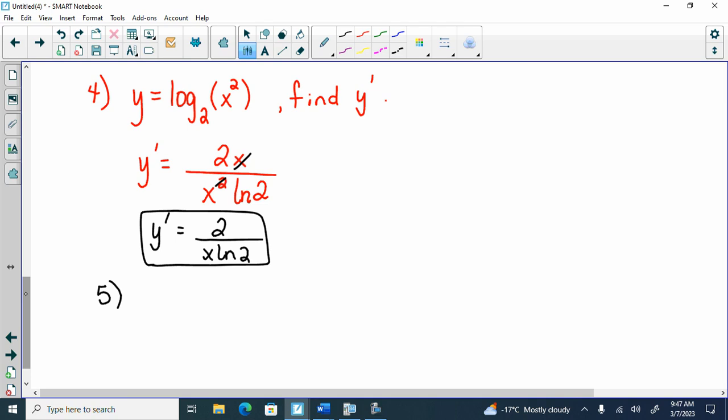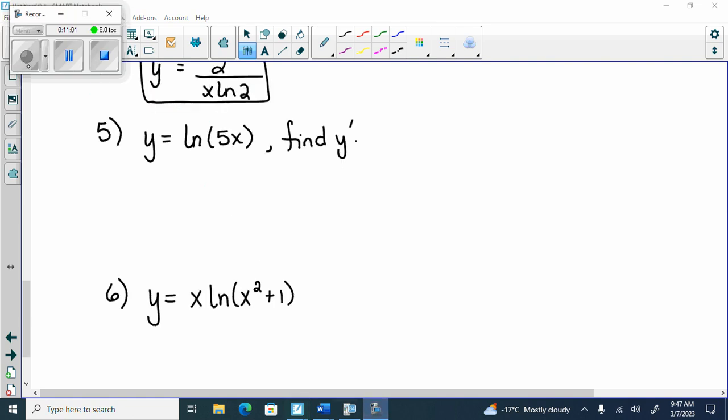ln 5x. So that's why this one isn't taught in chain rule, because it's not technically a chain rule, it's its own rule, right? Okay. Find y prime. Try out 5 and 6.